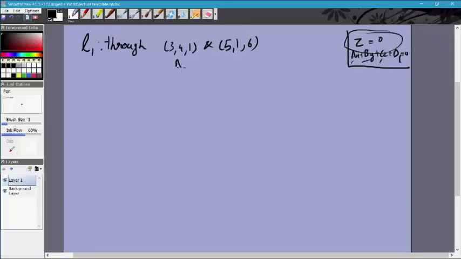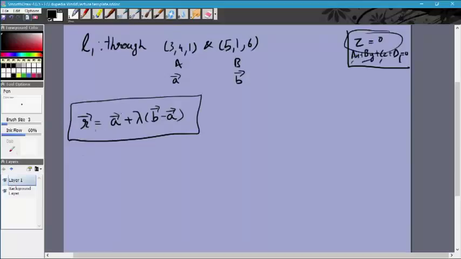If we call this point A and this point B having position vectors A and B, then the basic equation for the line is R is equal to A plus lambda B, where B is the direction of the line. But here the direction of the line will be B minus A. Right, and you could obviously have A plus lambda times B minus A as well, but this will be the equation of the line with the parameter being lambda. So the equation of the line basically is 3i plus 4j plus k plus lambda times the difference. So 5 minus 3 is 2i, 1 minus 4 is minus 3j plus 5k.